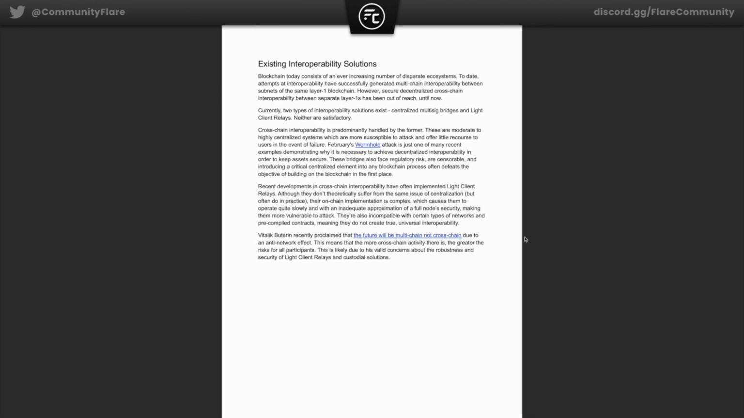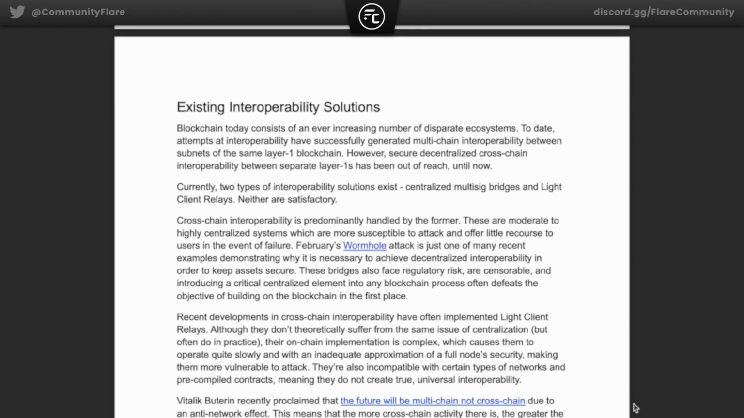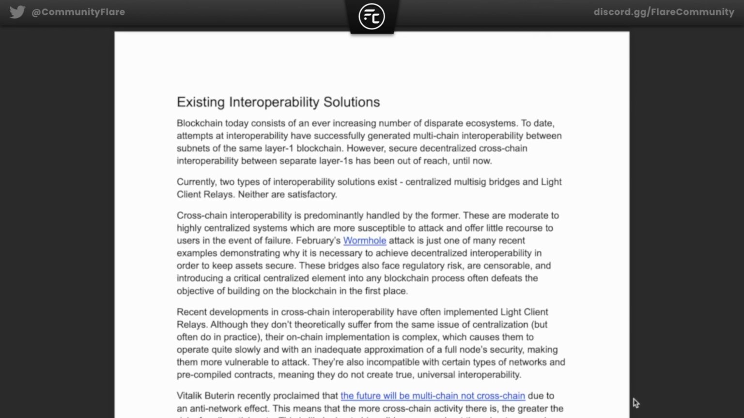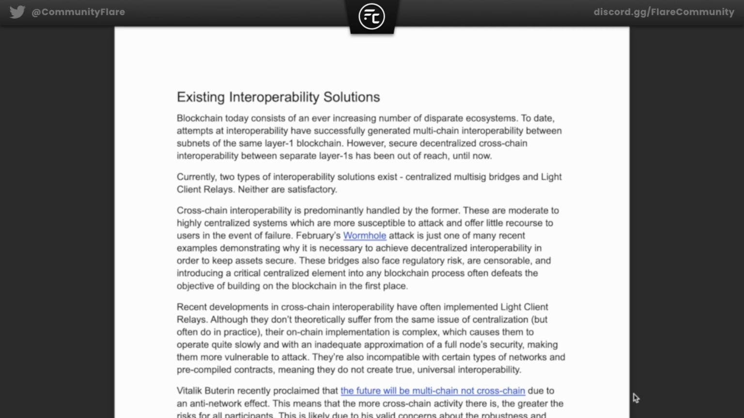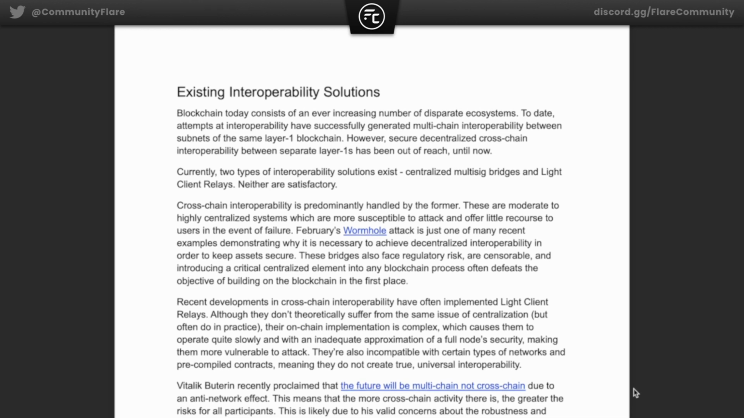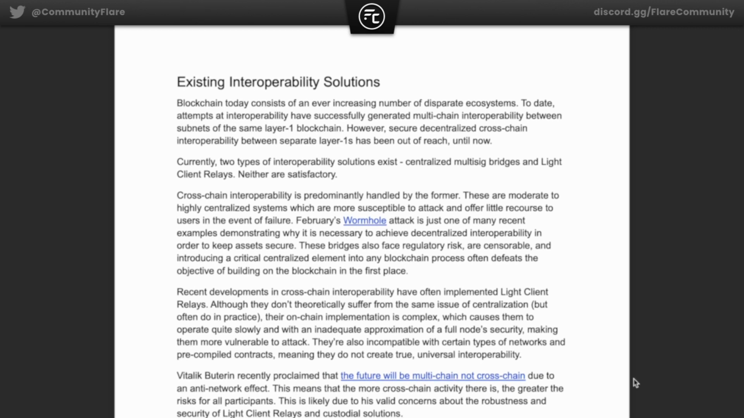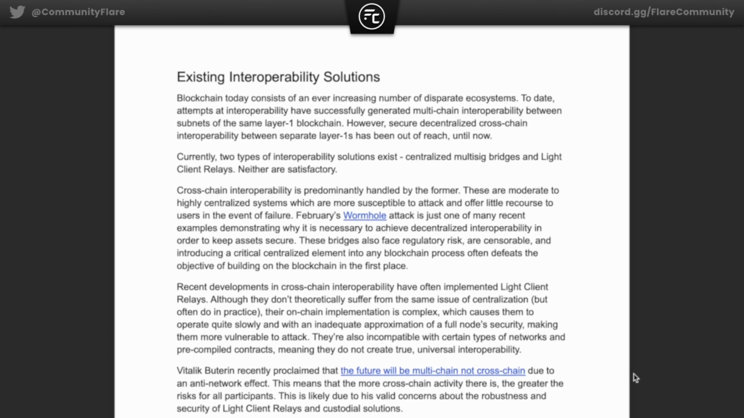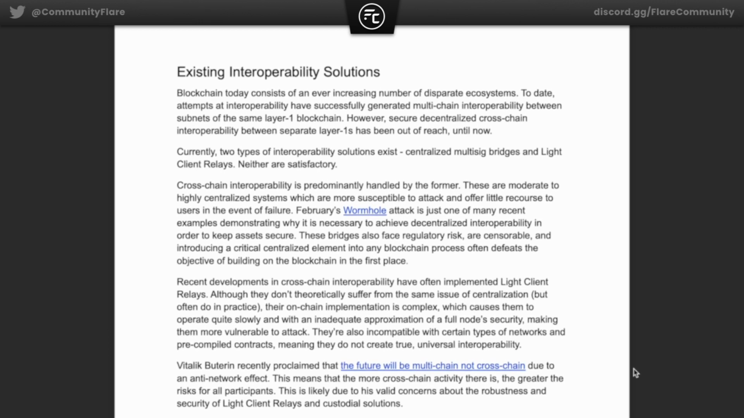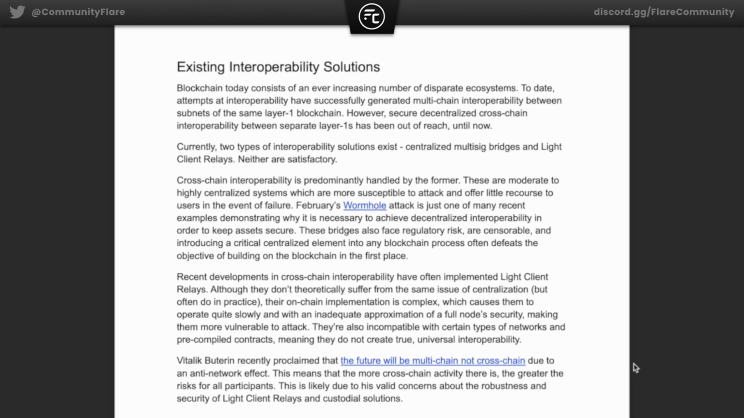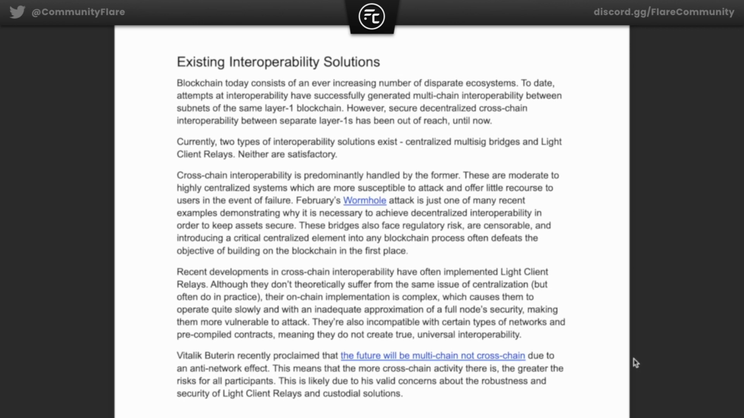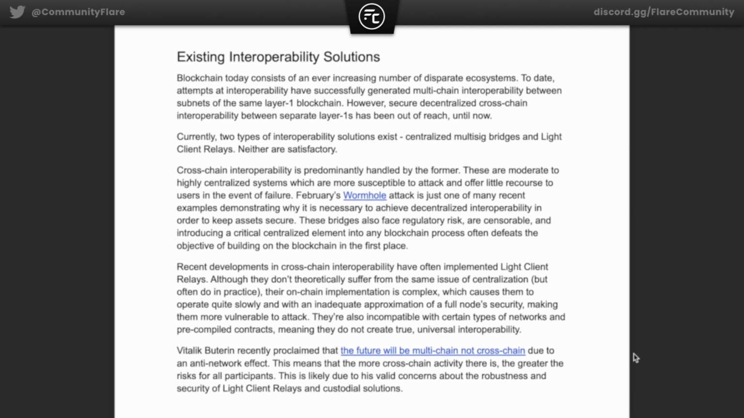So I guess to understand the benefits of the state connector, it would first make sense to rewind and look back at the existing interoperability solutions. Blockchain today consists of an ever-increasing number of disparate ecosystems. To date, attempts at interoperability have successfully generated multi-chain interoperability between subnets of the same layer 1 blockchain. However, secure decentralized cross-chain interoperability between separate layer 1s has been out of reach until now. Currently, two types of interoperability solutions exist: centralized multi-sig bridges and light client relays, and neither are satisfactory.